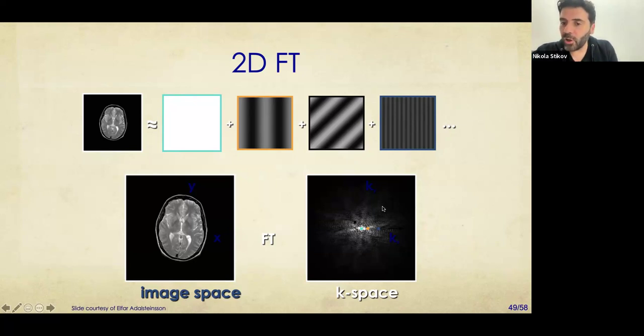Imagine that we fill up all of this space. Imagine that we get each of these points. And then the only thing we need to do is take an inverse Fourier transform to get an image of the brain. How's everybody with this? Do you have any questions?